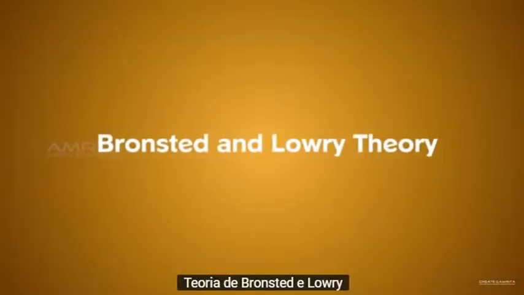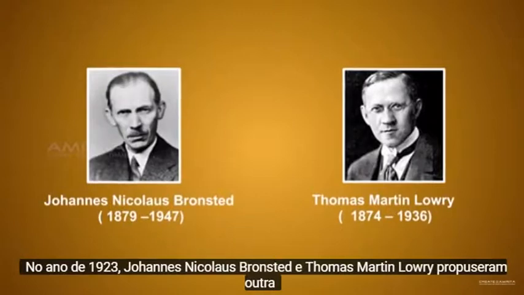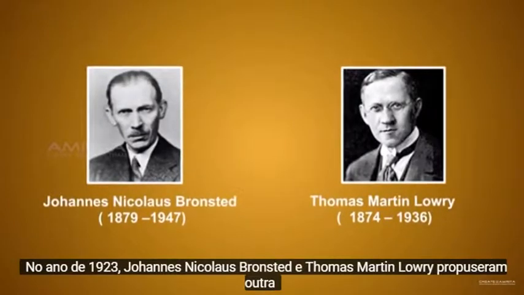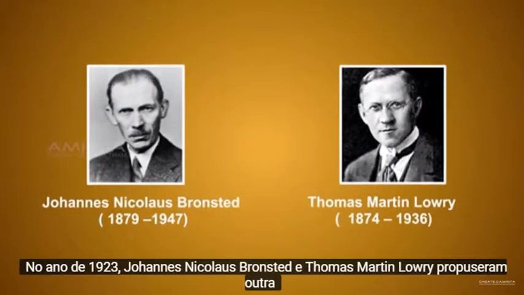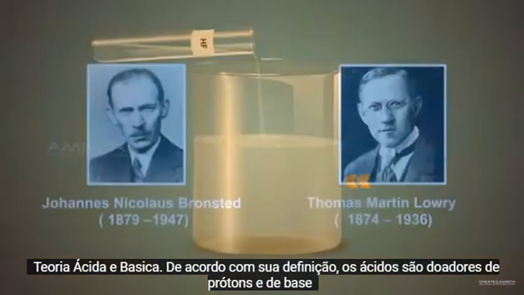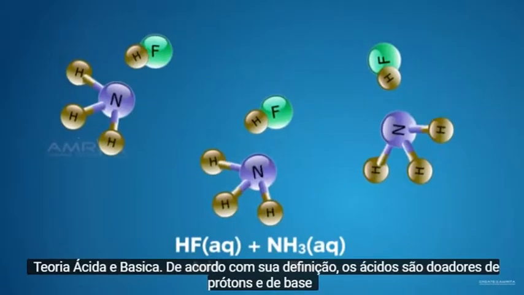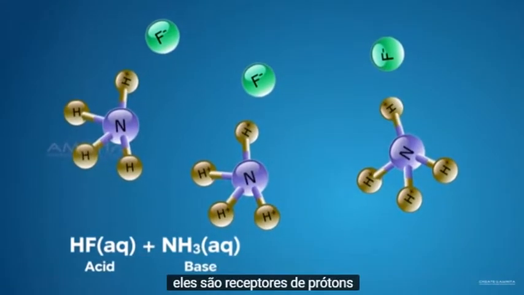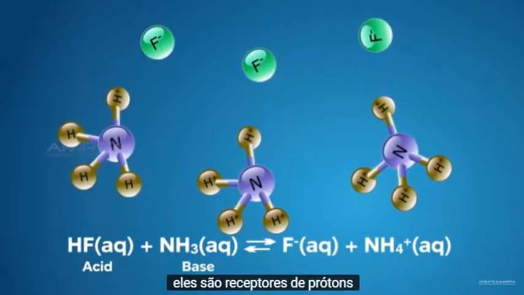Bronsted and Lowry theory. In the year 1923, Johannes Nicolaus Bronsted and Thomas Martin Lowry proposed another acid and bases theory. According to their definition, acids are proton donors and bases are proton acceptors.